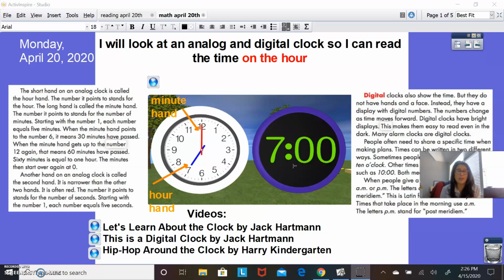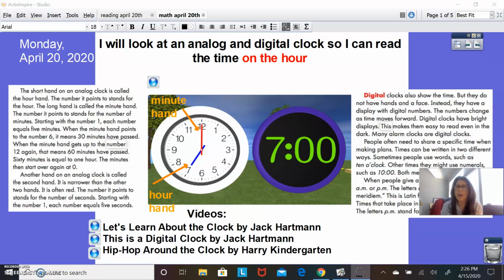So many alarm clocks that you might have, I use my alarm clock on my phone, but before we had these smartphones, lots of us had digital clocks that sat right on our nightstand next to our bed, and it was in bright colors so that if we woke up in the middle of the night, we could look over and see what time it was. Because it's dark in your room, and it would be hard to see if the numbers weren't bright. Many alarm clocks are digital clocks.